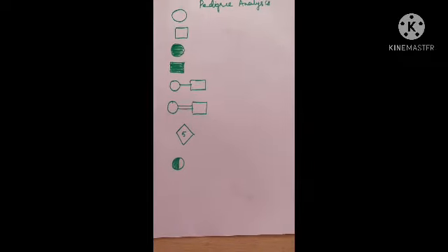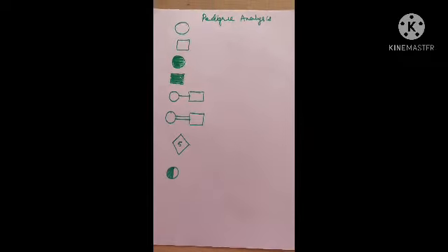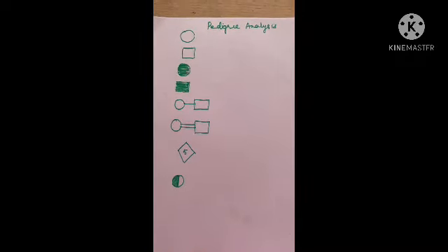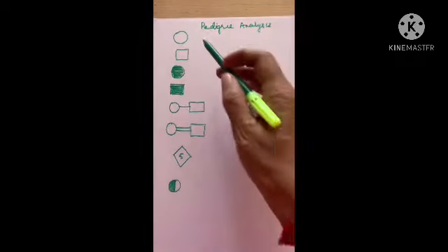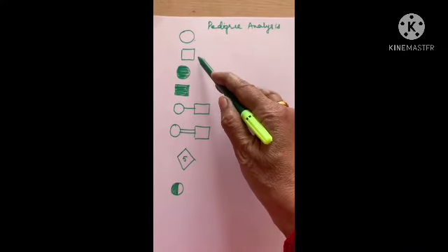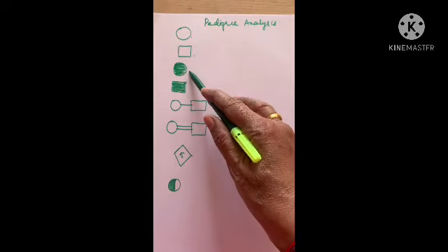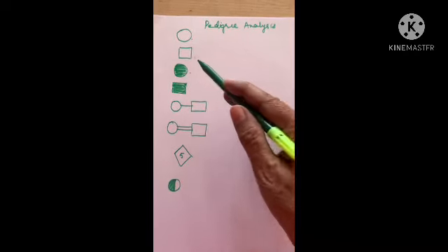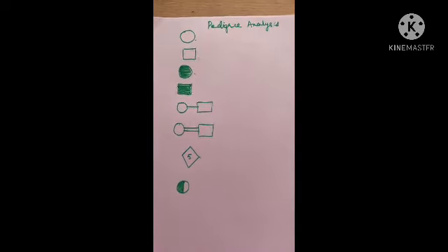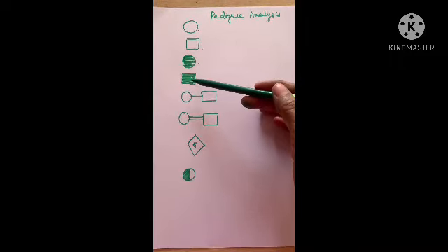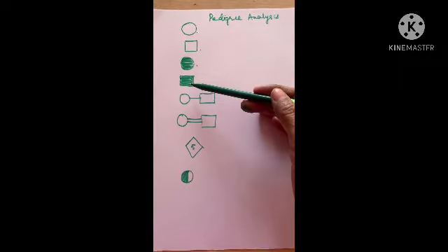As part of pedigree analysis, we have certain symbols we have already studied in theory, and you are already familiar with them. A circle denotes a normal female. A rectangle denotes a normal male. If the whole portion is colored, it denotes a female with the disorder, and the rectangle with the complete portion colored denotes a male with the disorder.